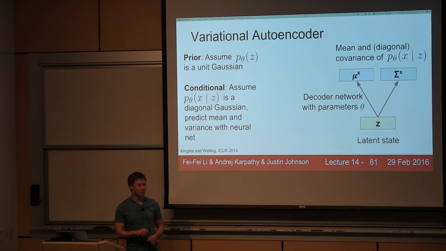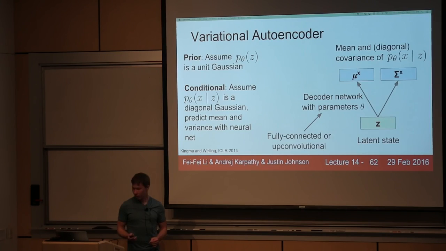So you should think that this looks very much like the top half of a normal autoencoder, that we have this latent state. We have some neural net that's operating on the latent state. But now, instead of just directly spitting out the data, it's spitting out the mean of the data and the variance of the data. But other than that, this looks very much like the decoder of the normal autoencoder. So this decoder network, thinking back to the normal autoencoder, might be a simple fully connected thing, or it might be this very big, powerful deconvolutional network. And both of those are pretty common.